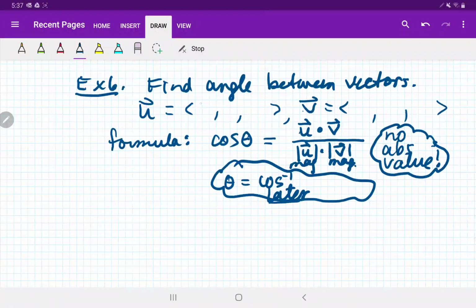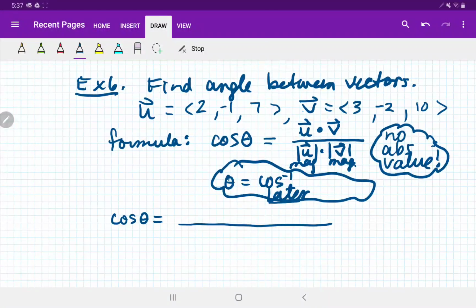Okay, so let me make up one for you. Let's say 2, -1, 7, and 3, -2, 10. And it says, what is the angle between the vectors? So cosine theta, you write the formula, always write the formula. And then you're going to write your steps. Half of the AP calculus exam, you have to show steps on.